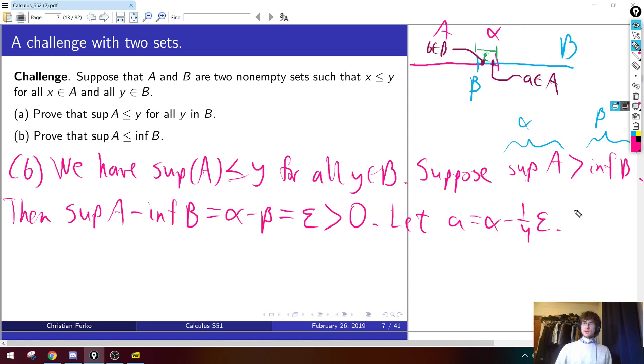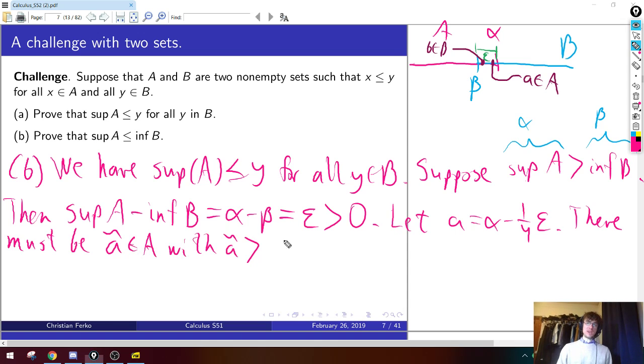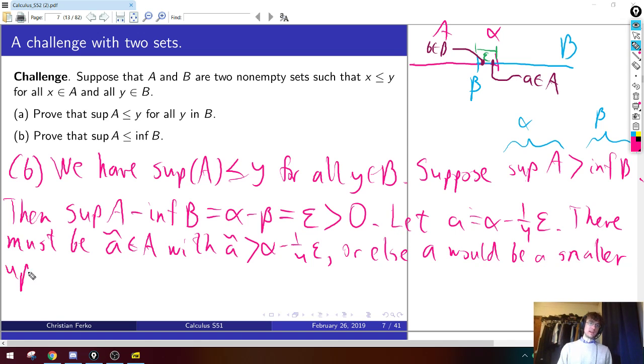Perfect. Okay, so you say there must be, I guess I should give it another name, there must be some A tilde in A with A tilde bigger than alpha minus 1/4 epsilon, or else this number here, alpha minus 1/4 epsilon, would be a smaller upper bound. Perfect. Okay, how does the same argument work to get some guy in B?